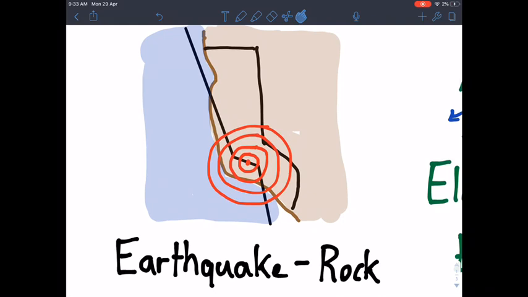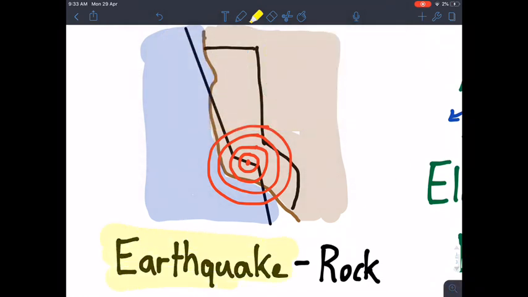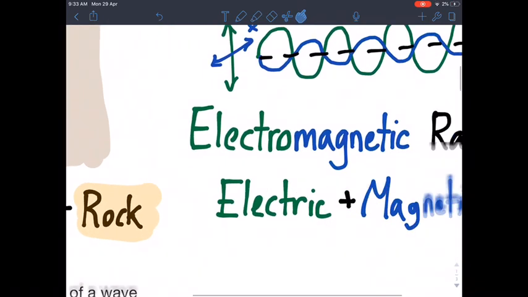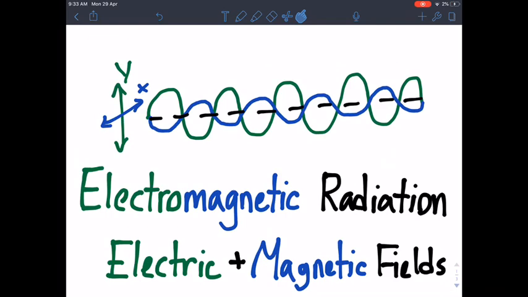Another example would be earthquakes. Earthquakes let out a wide variety of waves that travel through the medium of rock. Lastly, we can see electromagnetic radiation. And electromagnetic radiation is special. When we're talking about electromagnetic radiation, we're thinking about things like light, or microwaves, or radio waves. The signals that are sent from a Wi-Fi device to your phone or from your phone to another phone are all electromagnetic radiation.